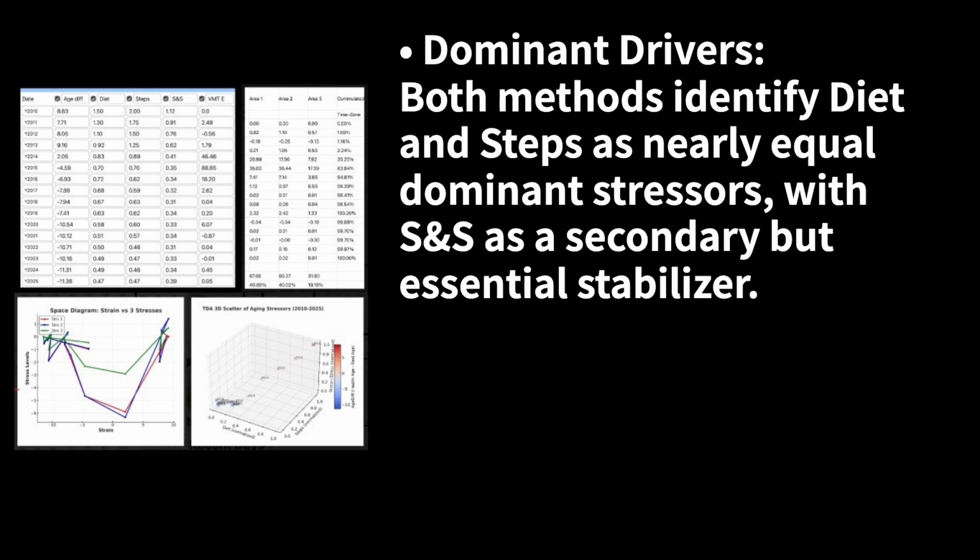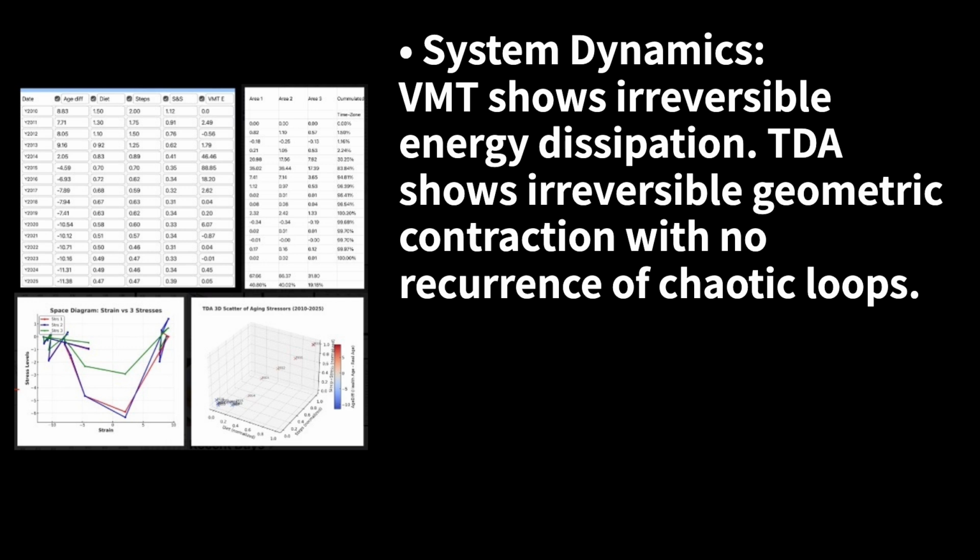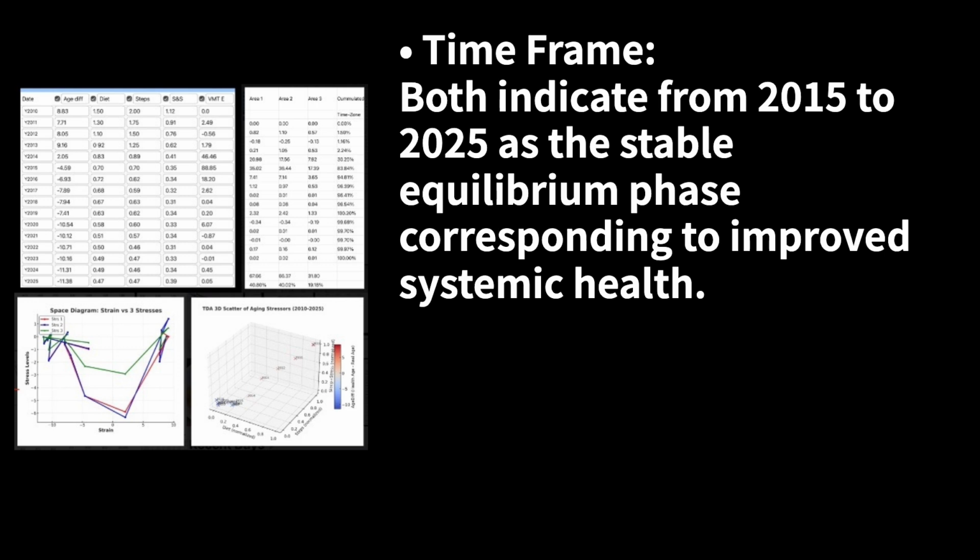Dominant drivers: both methods identify diet and steps as nearly equal dominant stressors, with S and S as a secondary but essential stabilizer. System dynamics: VMT shows irreversible energy dissipation. TDA shows irreversible geometric contraction, with no recurrence of chaotic loops. Time frame: both indicate from 2015 to 2025 as the stable equilibrium phase corresponding to improved systemic health.